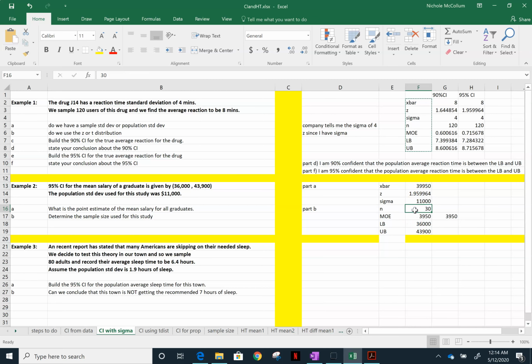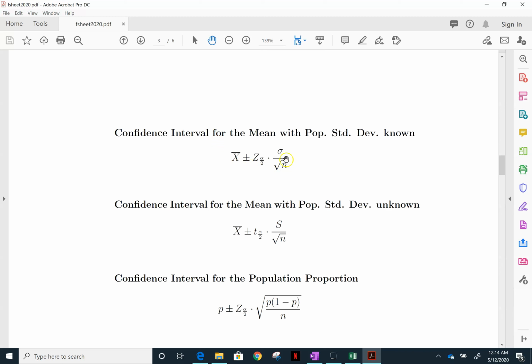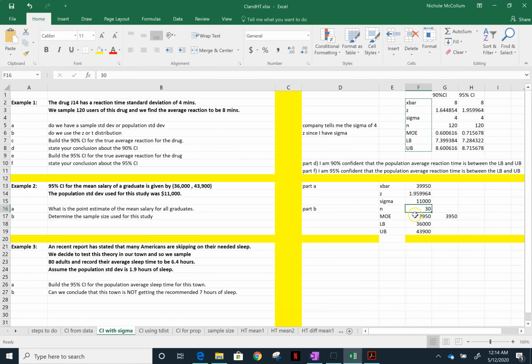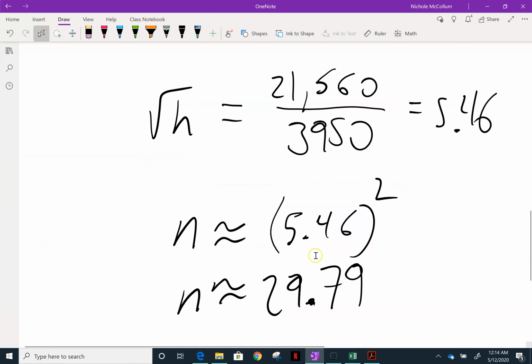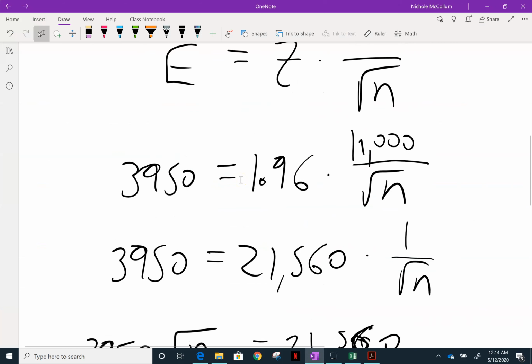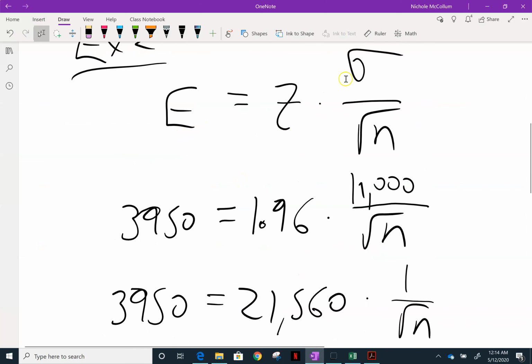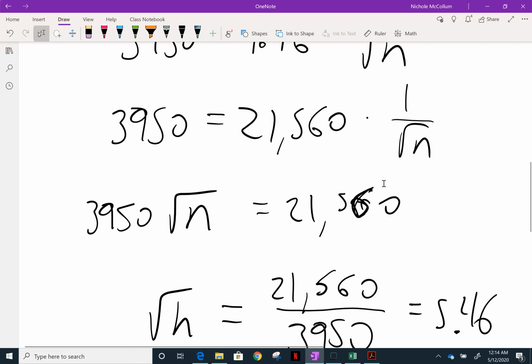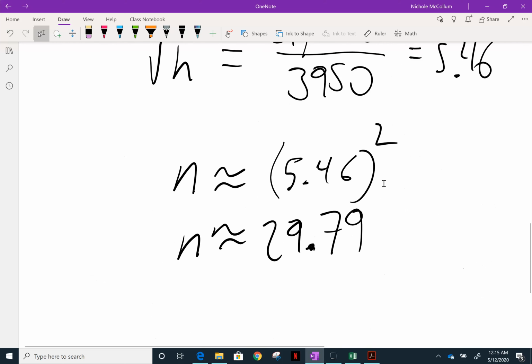In order for me to find the sample size, I need all the rest of the pieces: Z, sigma, and error. Because of the formula, error is right here. If I know the error, Z and sigma, I could definitely solve for N, and that's what I did in this formula. The error is Z times sigma over radical N. I plugged in the numbers I know, and then I did algebra to solve for N.